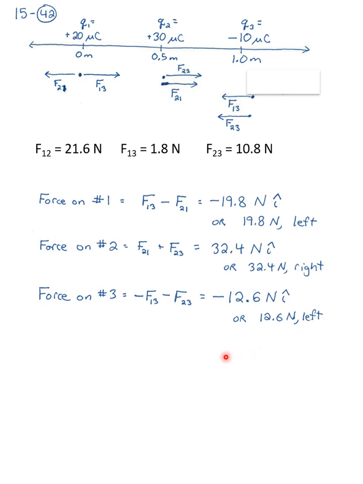And finally, the force on charge 3, let's look at the picture. They're both in the negative direction. 1 is pulling it to the left, 2 is pulling it to the left. And so we're going to say, because they're to the left, negative force of 1 on 3 minus force of 2 on 3. And we get negative 12.6 newtons I hat, or we can say 12.6 newtons to the left.